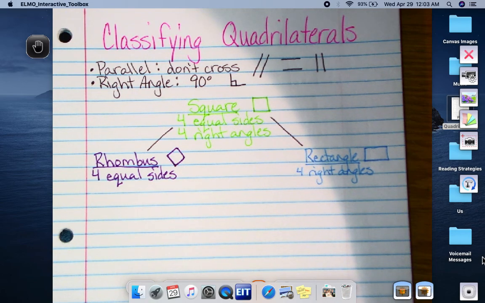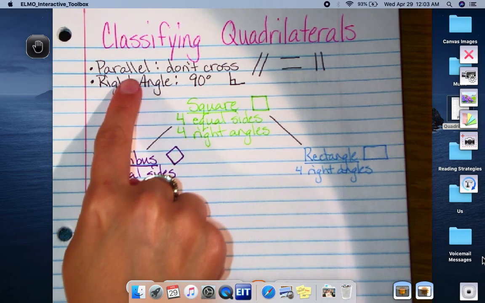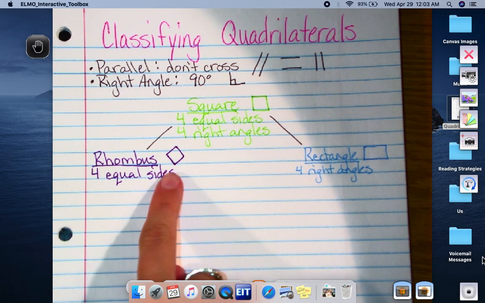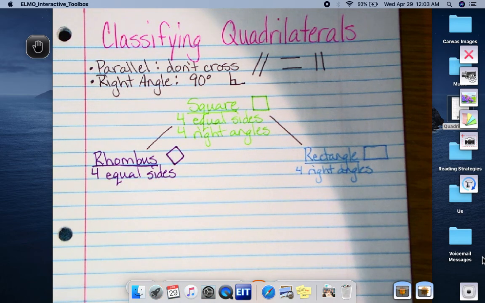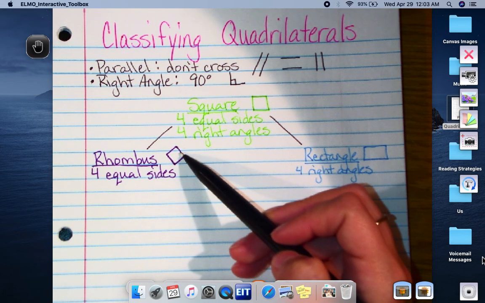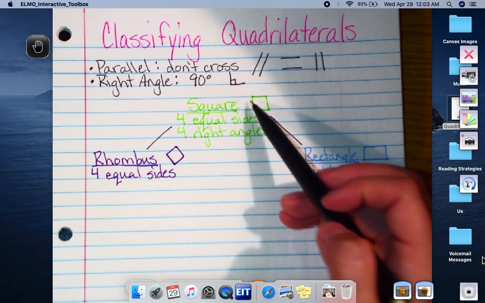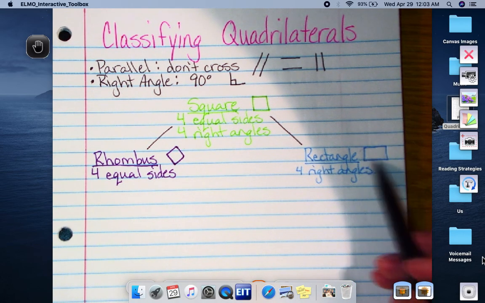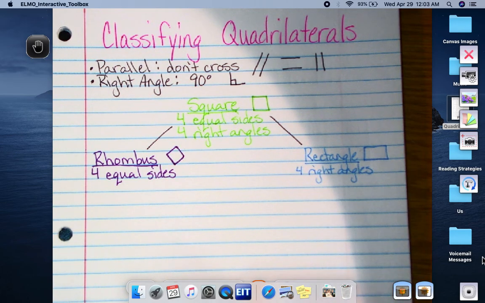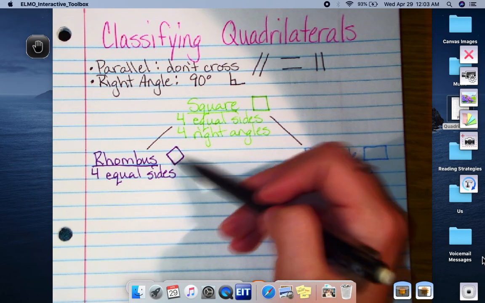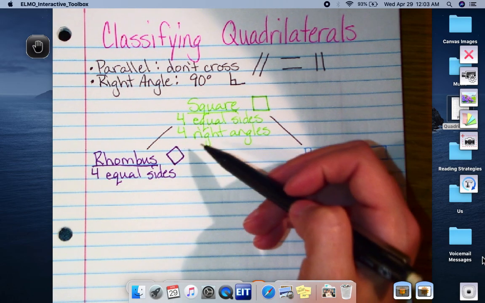Now, all of these, going back to what I reviewed to begin with, parallel sides, they don't cross. All of these, the opposite sides are parallel. So this side is not going to cross with this side. This side is parallel to this side. This is parallel to this side. Obviously, the sides that are adjacent cross, but opposite sides are parallel.